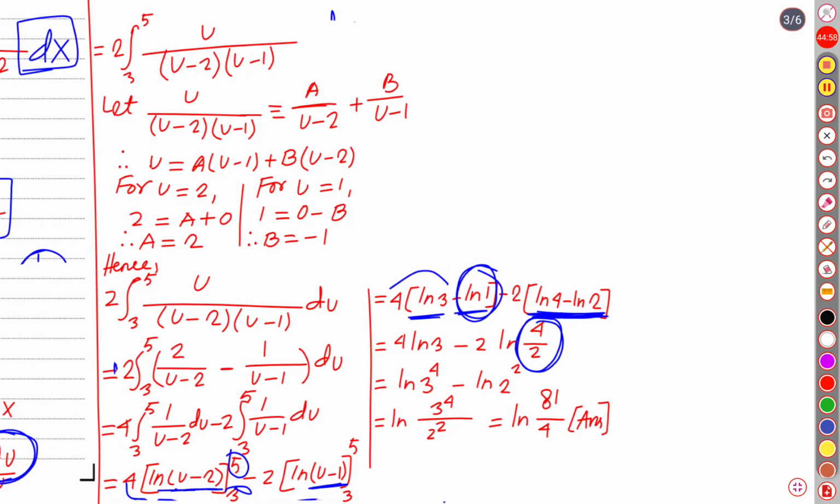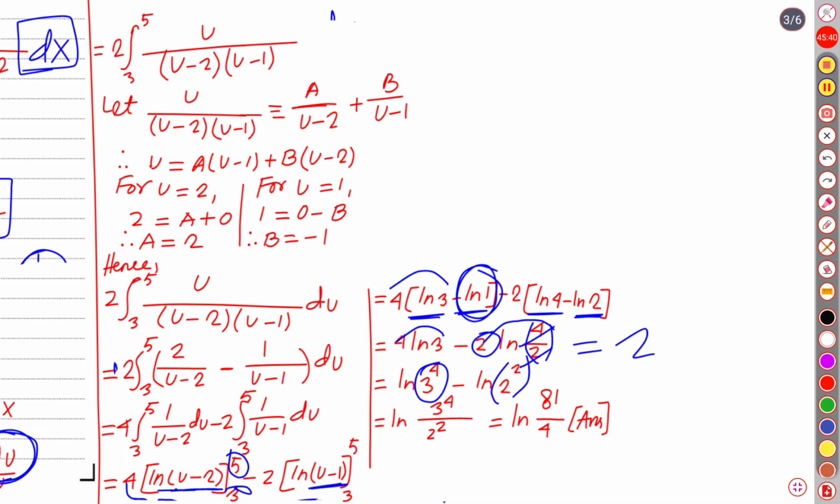So 4 over 2. So what is it going to be? Actually it is equal to ln 3 raised to 4. This coefficient is the exponent of this, and this coefficient is the exponent of this function. Okay, the first coefficient is actually the exponent of the log function. So 3 raised to 4, and this is going to be 2. If we divide this 4 by 2, it's equal to 2, and this 2 is actually the exponent, so ln 2 square.